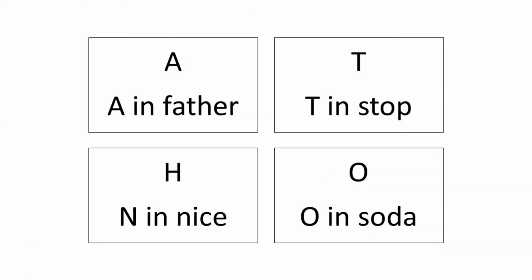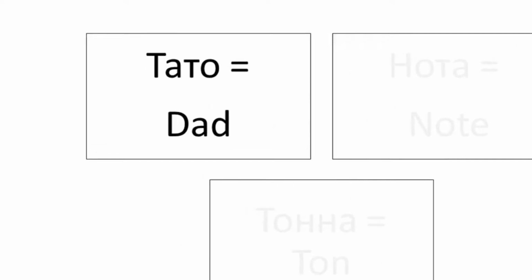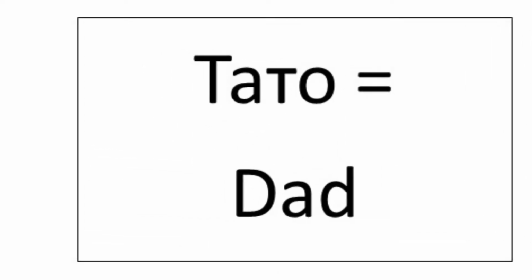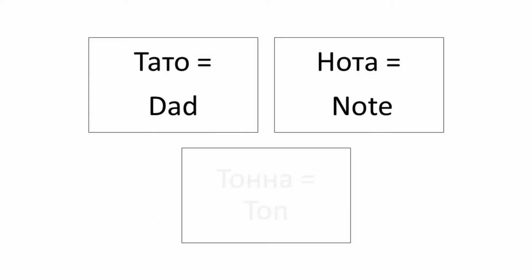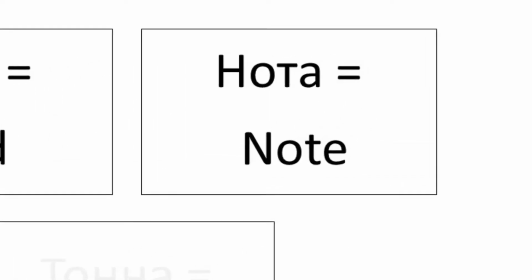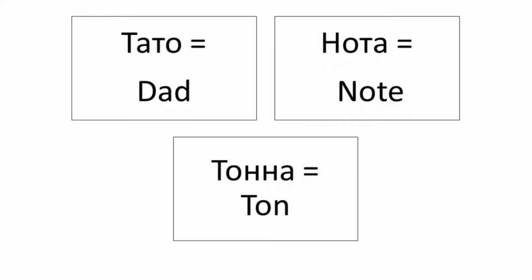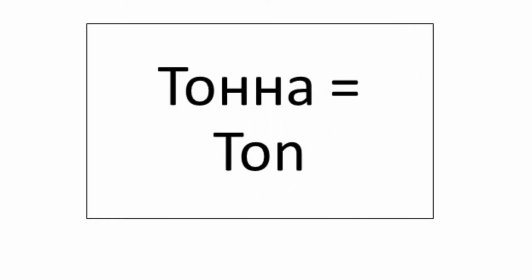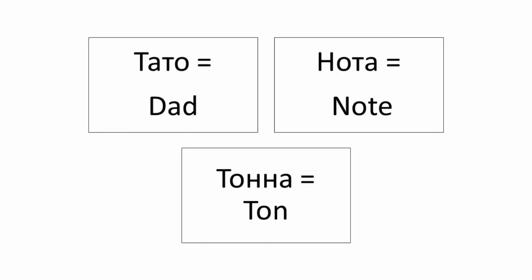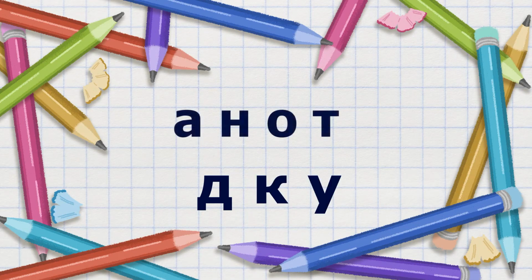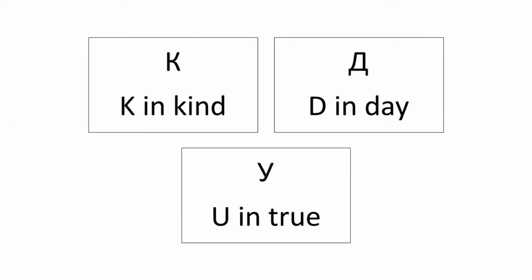O, like soda. And examples, we have tato, which is dad. Now, I've checked that on the dictionary, that's fine. Nota, note, that means note, nota. Tonna, which is a ton. So we could learn those words. Next 3 letters, we have K in kind, D in day, and U in true.